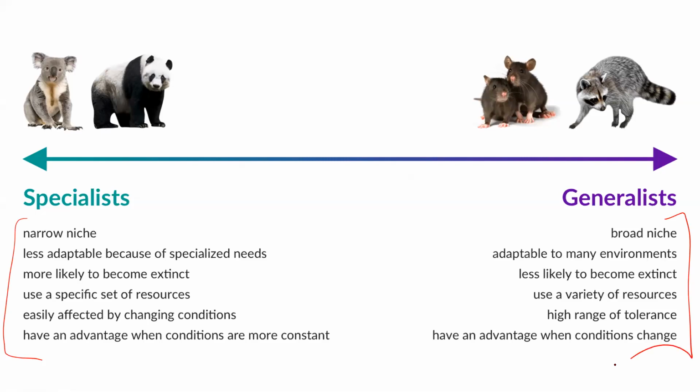Generalists, basically the exact opposite. So specialists would be things like the panda or the koala. They each eat one type of plant. Generalists are things like raccoons, which eat anything. If you've ever seen one going through a trash can, you know that. Mice, another good example.